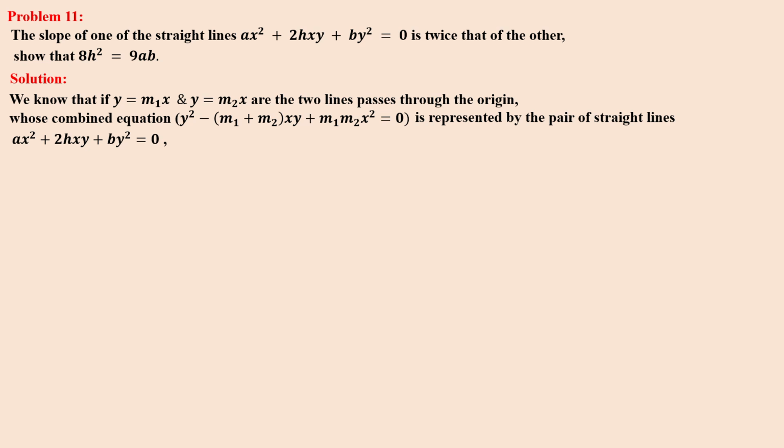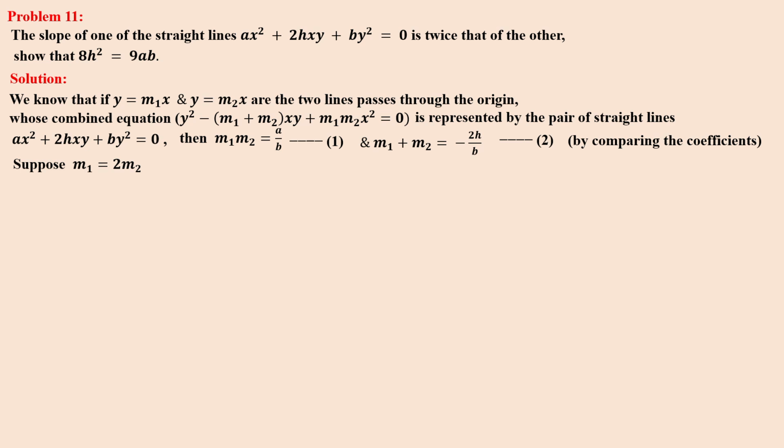If it represents this pair of straight lines, then you compare the coefficients. You will get m1m2 = a/b, that is equation number 1. Then m1 + m2 = -2h/b, that is equation number 2. Suppose m1 = 2m2, since the slope of one straight line of ax² + 2hxy + by² = 0 is twice that of the other.